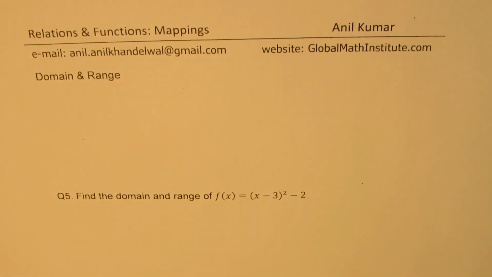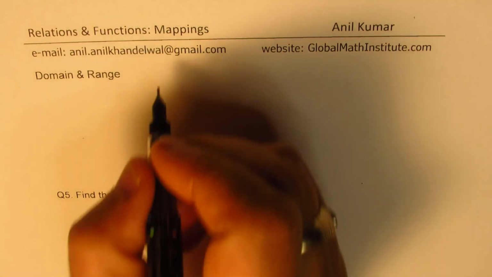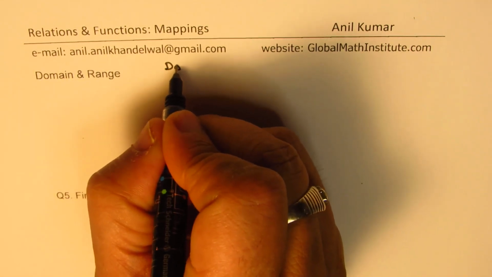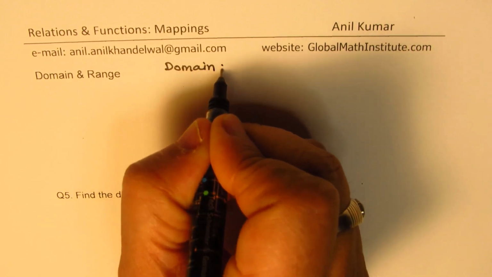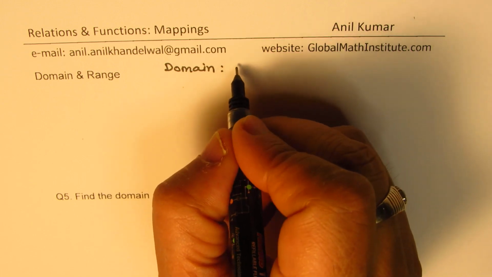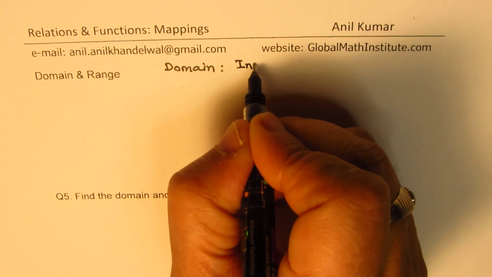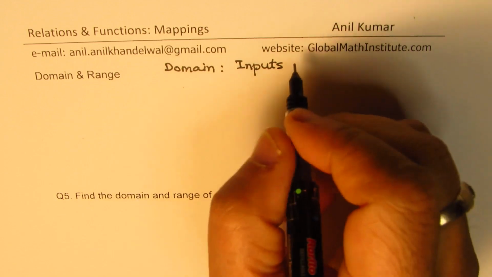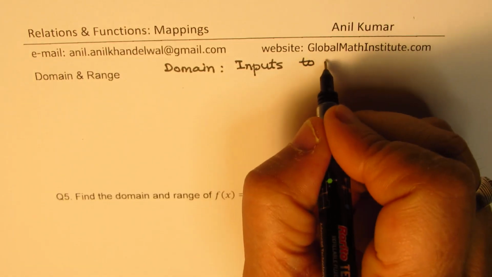Now let's talk about domain and range of each function, right? Every function is restricted. They will have some domain and some range. So in the last part of this video, we'll now take up functions and we'll talk about their domain and range. As discussed earlier, domain is what? So whenever we say domain, we are saying the inputs. So we're talking about inputs to be considered.